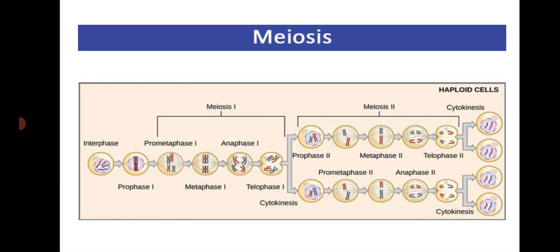Whereas meiosis 2 is the same as mitosis. Sister chromatids separate and it forms a total of 4 daughter cells. So in total, how many cells are formed in meiosis? 4 daughter cells. This is a simple meiosis process. The 4 daughter cells are haploid in nature, and that is why it is called the reductional division.